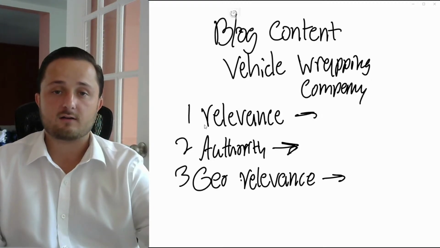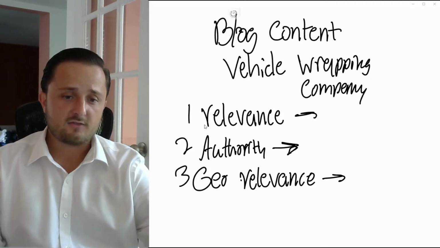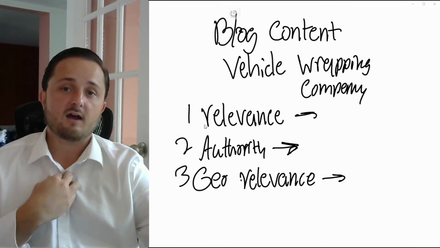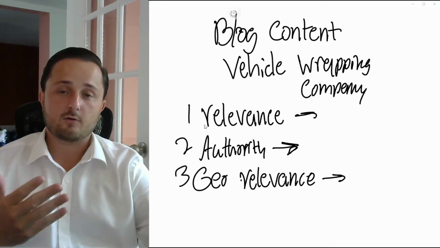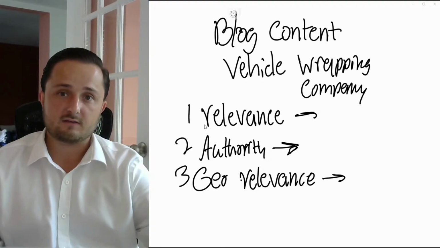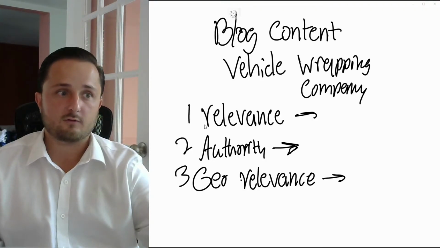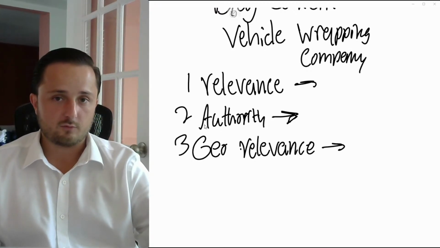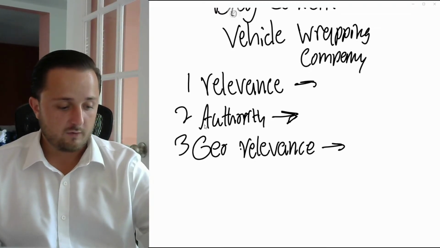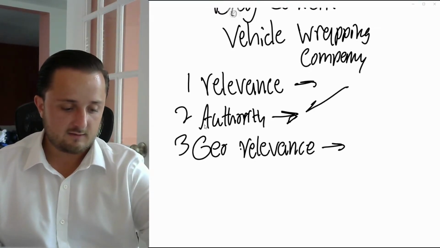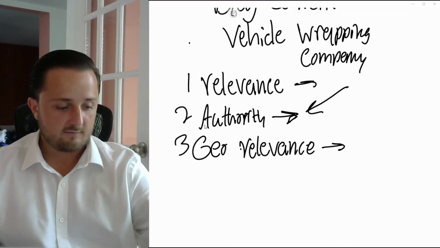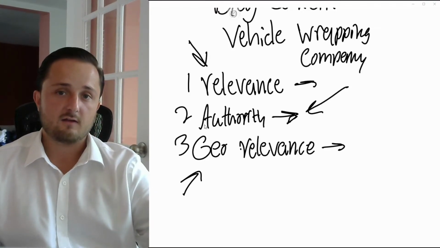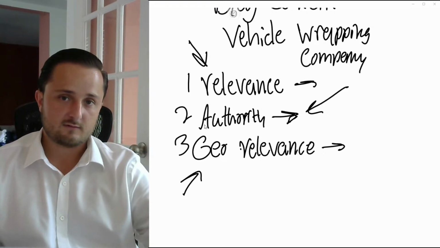So we're going to create blog content like things to do near me. So if I was a vehicle wrapping company in Pensacola, I would start talking about Pensacola. I would start talking about Gulf Breeze. I would talk about Pace. I would talk about Pensacola Beach, right? All of these things are going to help Google understand that we are an authority in this service. We have all the relevance, and then we also are located in this area through geo-relevance.